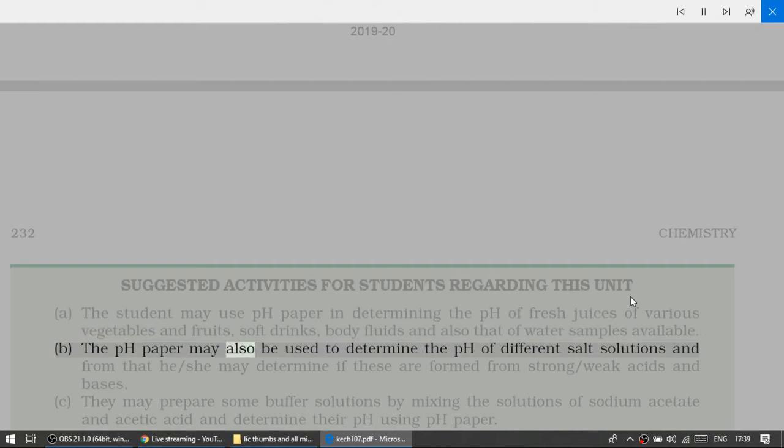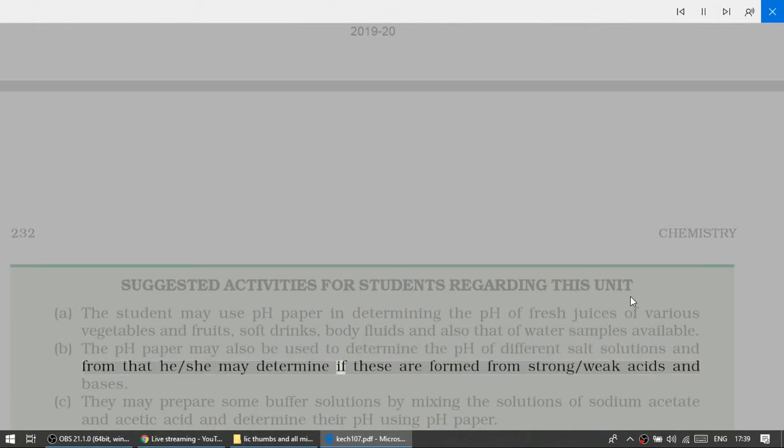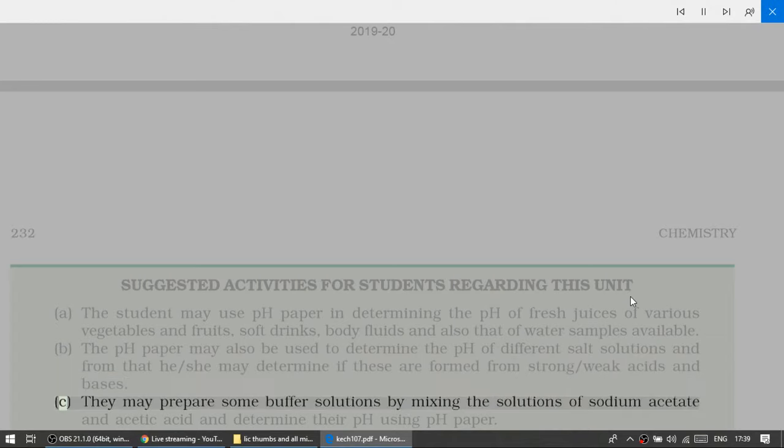B. The pH paper may also be used to determine the pH of different salt solutions, and from that he/she may determine if these are formed from strong or weak acids and bases.